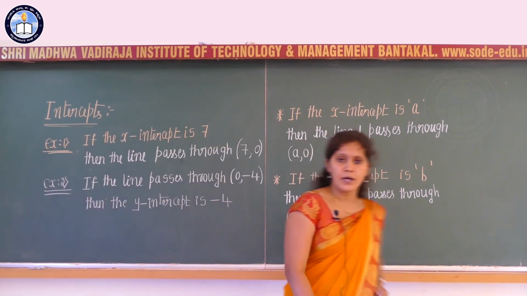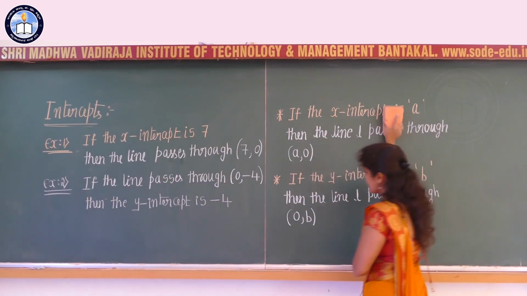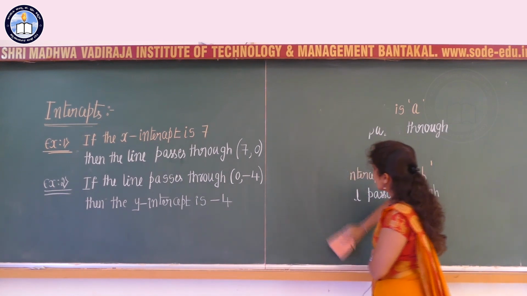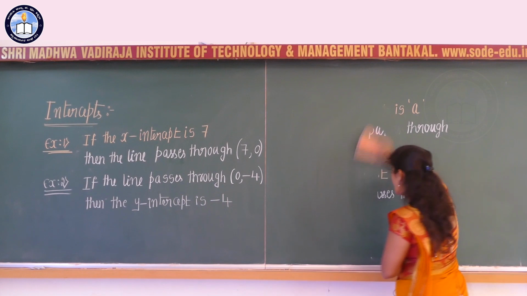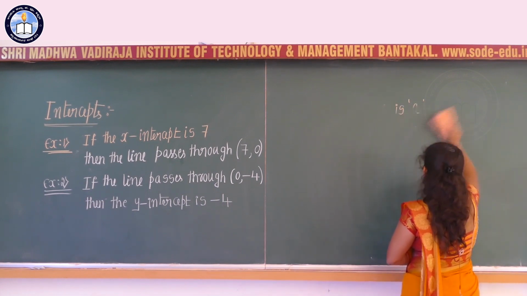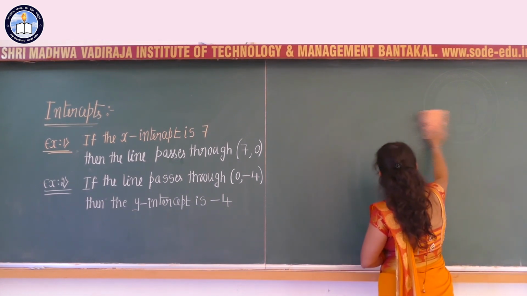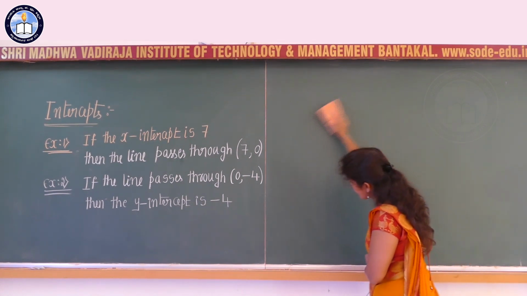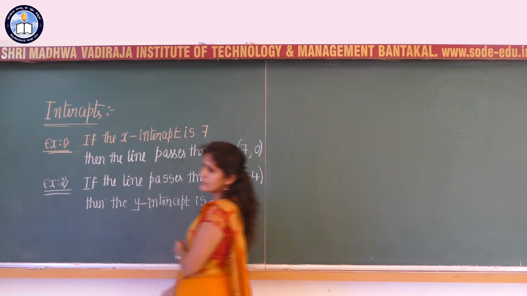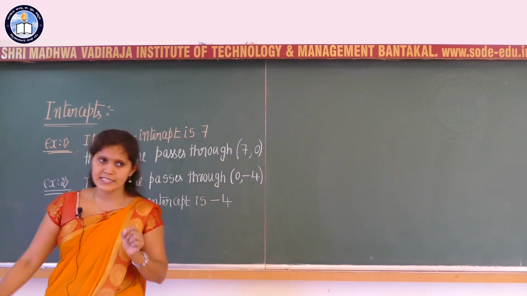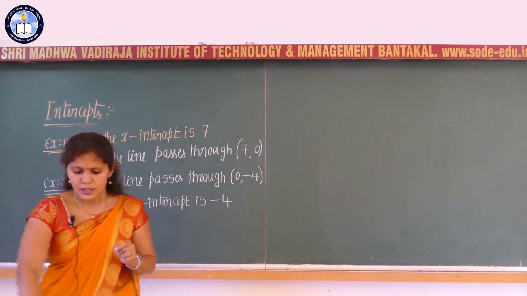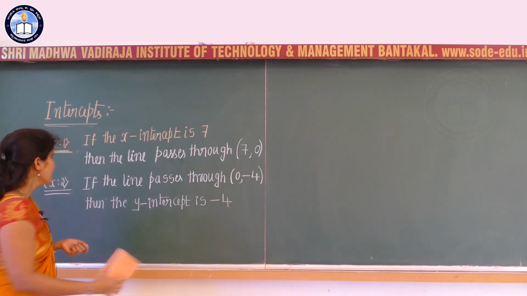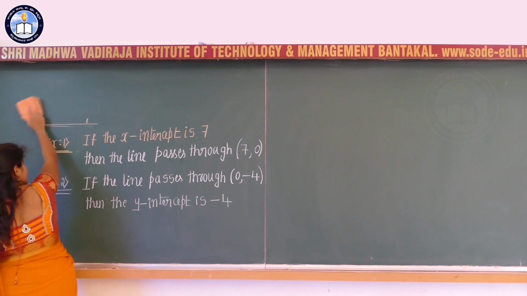So we have learnt what is meant by intercept. If a straight line passes through the x-axis at some point and passes through the y-axis, or the line passes through the point 0, b, then OA with the proper sign along the x-axis is called the x-intercept, and OB along the y-axis with the proper sign we can call the y-intercept.